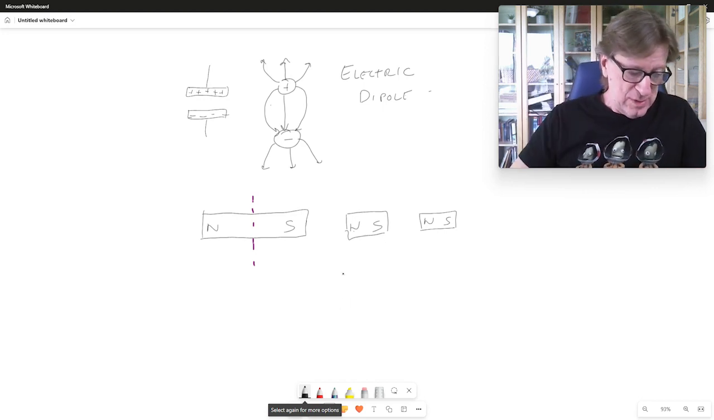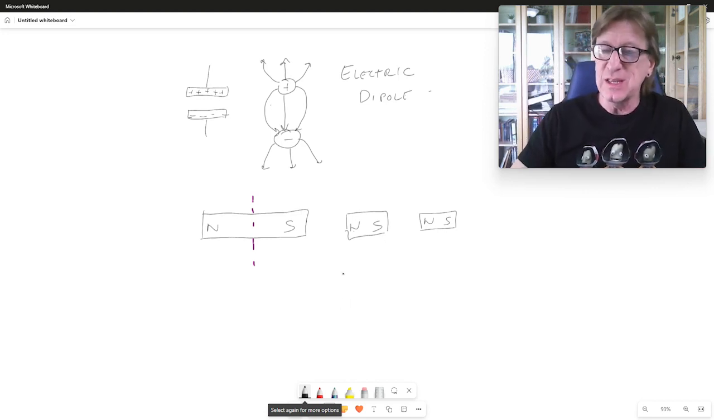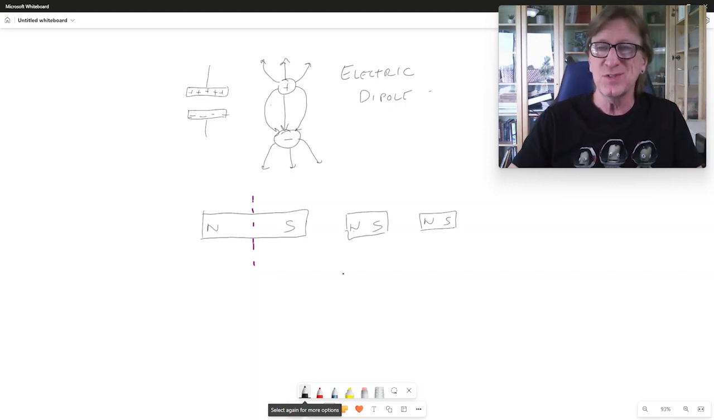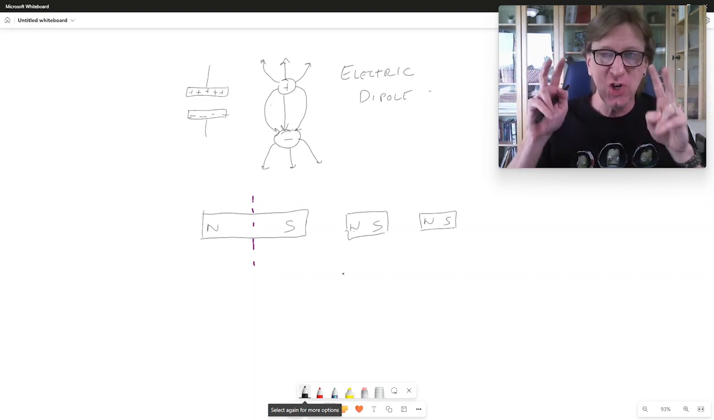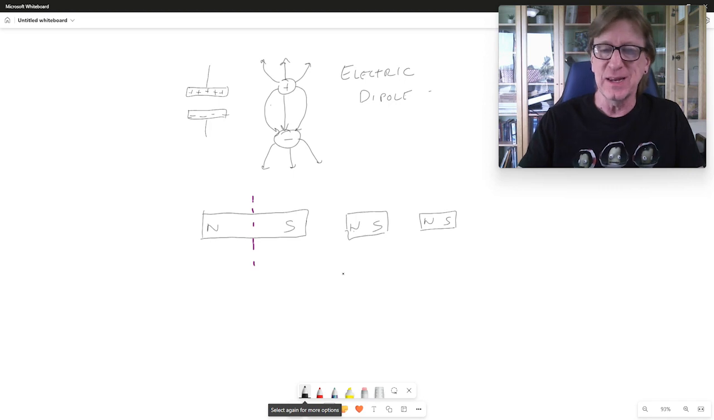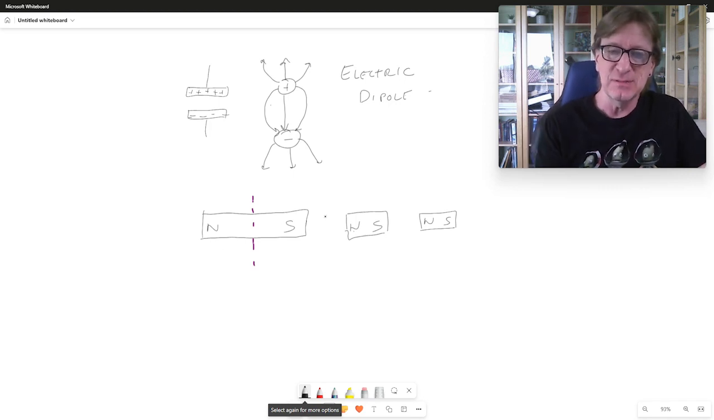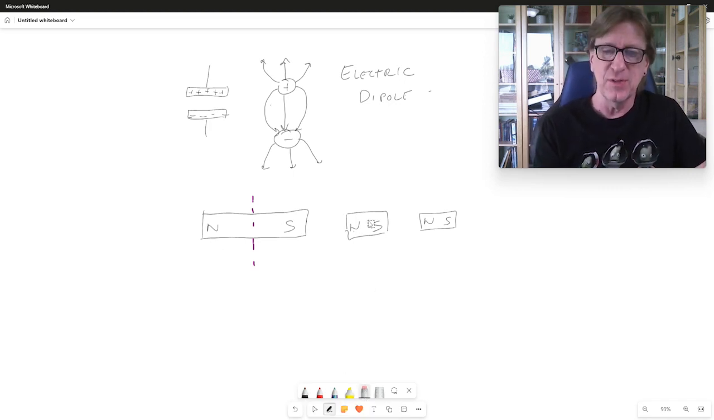Okay, so since there is no such thing as a magnetic monopole, there's also no concept of a magnetic charge. You can't really talk about a magnetic charge. That doesn't make any sense because we can't have just a north or a south. So instead, the way we rate the strength of a magnet is through something called the magnetic dipole moment.